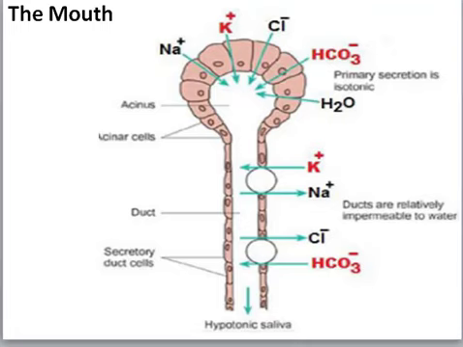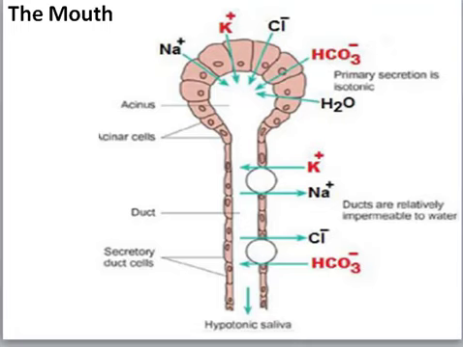It consists of water, electrolytes, bicarbonate, and also antibacterial substances, mucus, and enzymes. And because the saliva contains enzymes, the digestion of food starts in the mouth. The enzyme present in the saliva is called salivary amylase, and it is important in digestion. We discussed that digestion is of two types, either mechanical or chemical. So in the mouth there are two types of digestion.